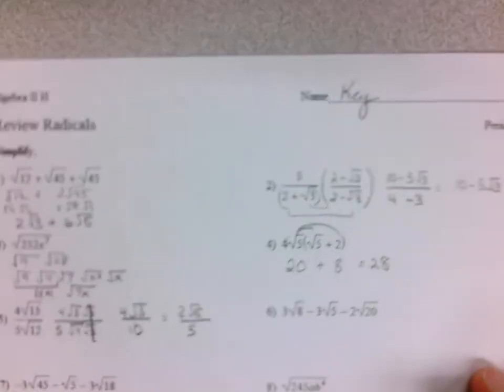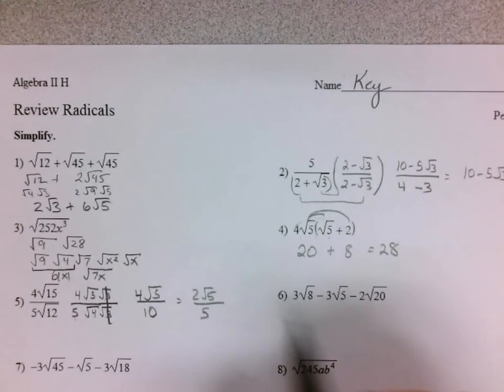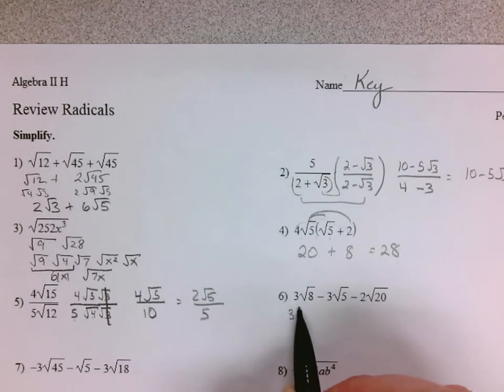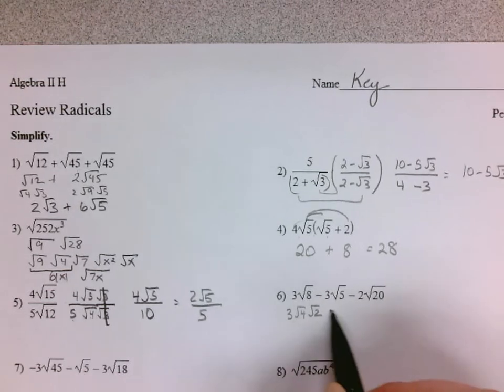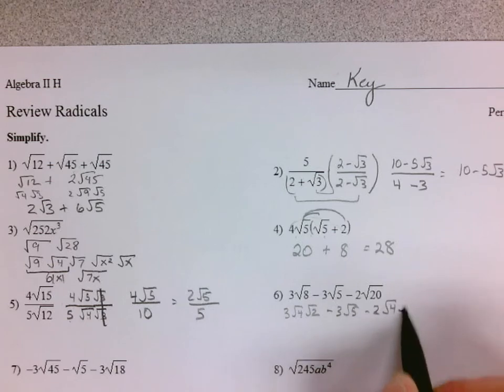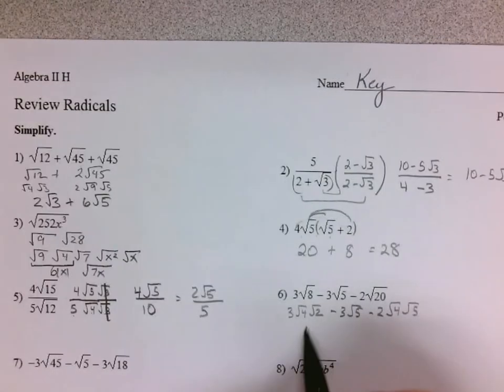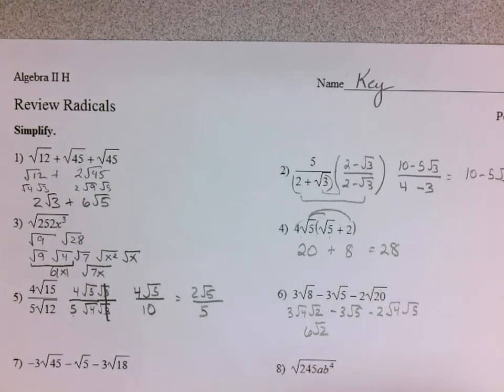Go to number 6. Not like radicals. We'll see if some of them will be. 3 radical 4 radical 2 minus 3 radical 5 minus 2 radical 4 radical 5. Again, picking perfect squares. 6 radical 2 minus 3 radical 5 minus 4 radical 5 would be 6 radical 2 minus 7 radical 5.